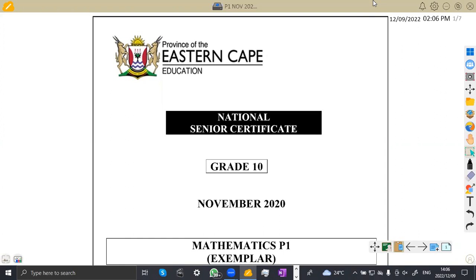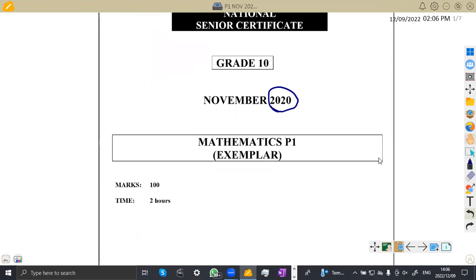We are going to focus on revisions using the question paper, which I took from the Eastern Cape Province. That is a national certificate, as you can see, guys, November 2020 paper. So we are going to quickly rush through the questions so that we can see actually what we had. Taking note, the paper is supposed to be 2 hours and it's 100 marks. All right, so let's see what we had.